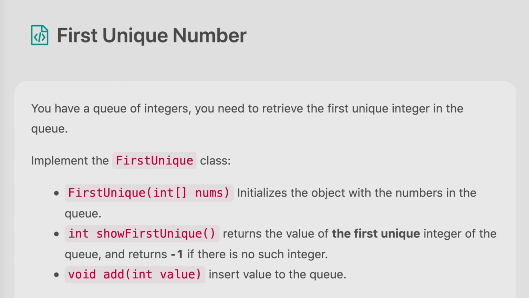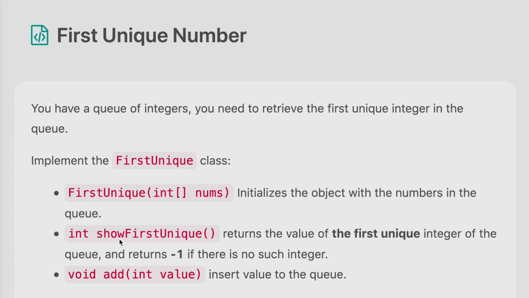The question says you have a queue of integers, you need to retrieve the first unique integer in the queue, and we are given the FirstUnique class and we need to implement three functionalities. The first method is FirstUnique. This should initialize the object with the numbers in the queue.